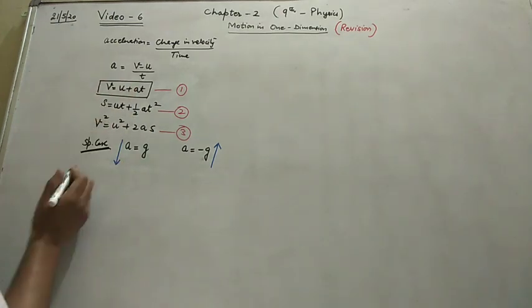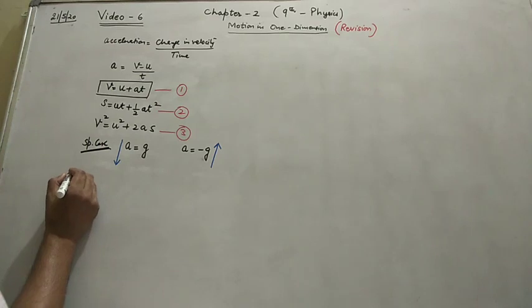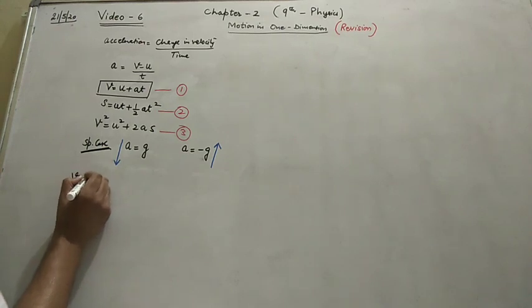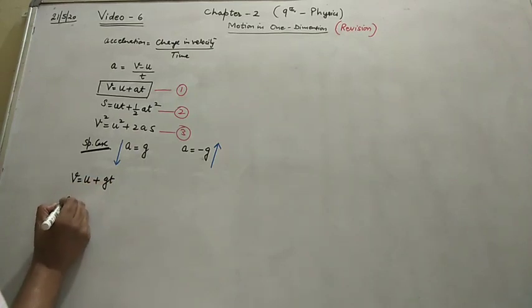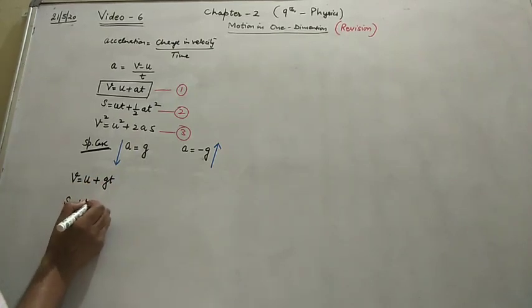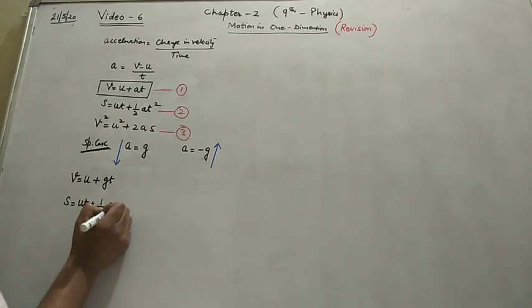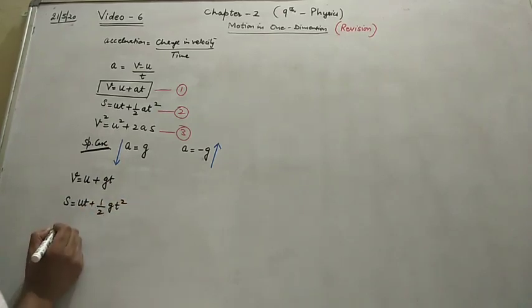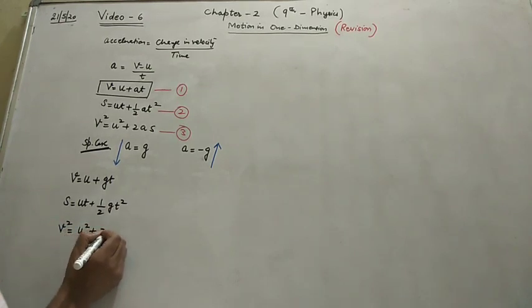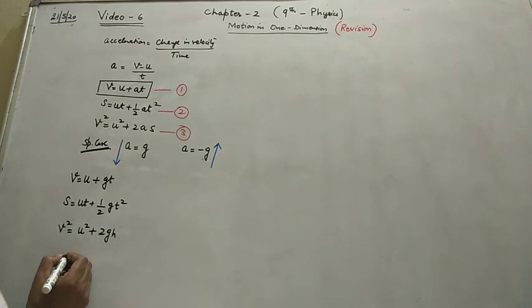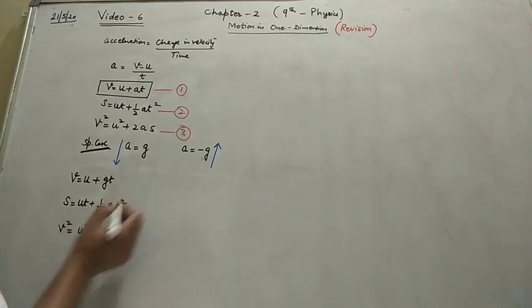So in this case, when the body falls freely under the effect of gravity, the first equation will become v is equal to u plus gt. The second will become s is equal to ut plus half gt square, and the third will become v square is equal to u square plus 2gh. Simply we are replacing a with plus g.